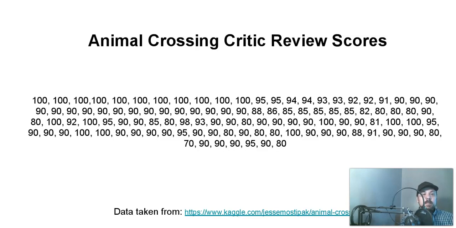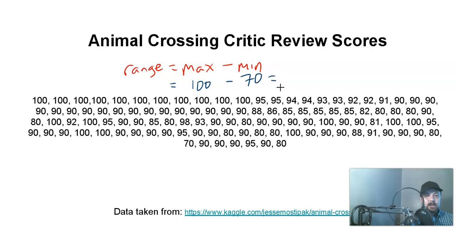All right, so let's find the range for the Animal Crossing critic review scores that we've been looking at since the beginning of chapter 2. So the range here is going to be the maximum minus the minimum. The maximum value in this data set is 100. The minimum data value in this data set is 70. We subtract those two and we get a range of 30. So the range for this particular data set is 30. It's a very simple, easy calculation, and it gives you a really basic sense of how spread out the data is.